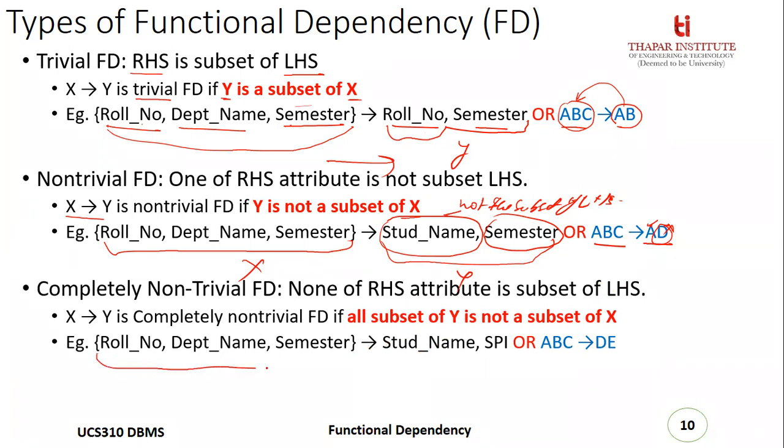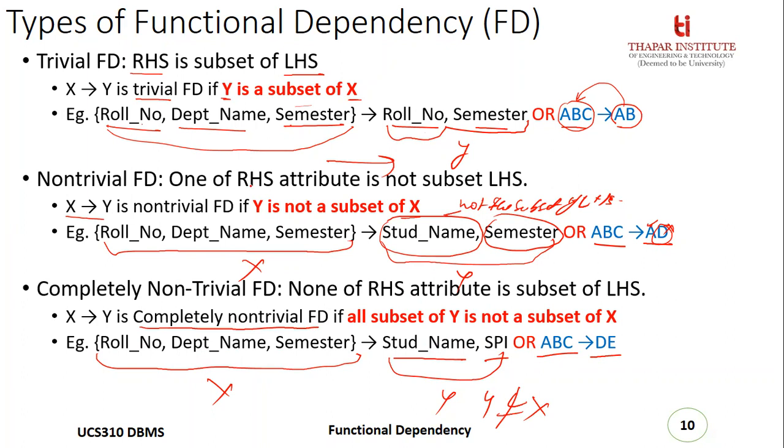So you can see one example here. This is X and this we are considering as Y. So here Y is not a subset of X, as student name and SBI are not available on the left hand side of this dependency. Similarly, here you can see ABC tends to D. D is not a subset of ABC. It is completely different. So that's why it is called a completely non-trivial FD.